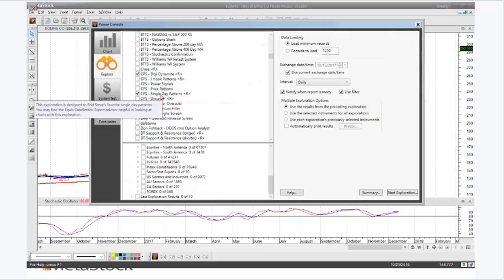So right here we've got the single-day patterns. If you hover over it, it says this exploration is defined to find Steve's favorite single-day patterns. You may find the Equis Candlestick Expert Advisor helpful in looking at the charts with this exploration. So let me show you exactly how you would run this. I'll go ahead and select this as a scan to run.